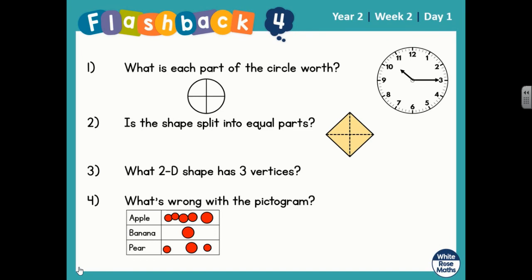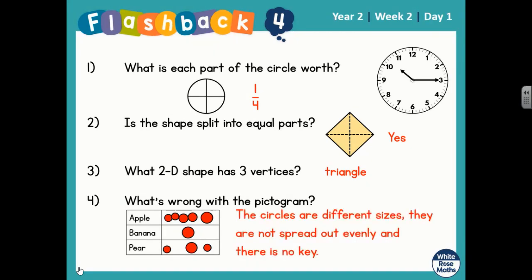How did you do with that? The answers are going to appear in red. Got a quarter? Yes, it is split into equal parts. A triangle has 3 vertices. And the circles are different sizes. They're not spread out evenly, and there's no key. A pictogram is supposed to make reading the data easier, isn't it? Not more difficult. And the time on the clock is 10:15.